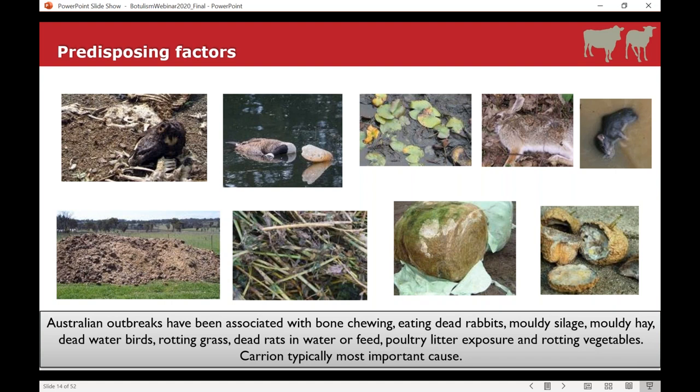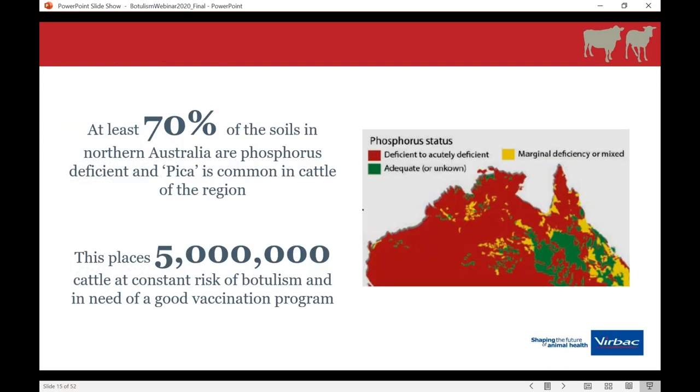Poultry litter has been a cause of botulism outbreaks down south when calves have got into that poultry litter, or if cattle are allowed to graze on pastures that poultry litter has been put on too recently. Now, in northern Australia, we have a specific risk factor for botulism, and it's associated with low phosphorus soils.